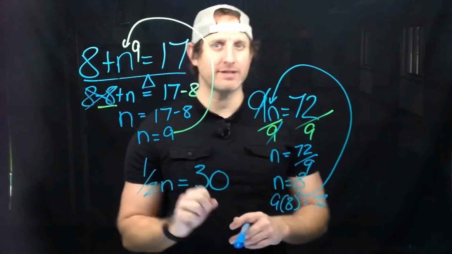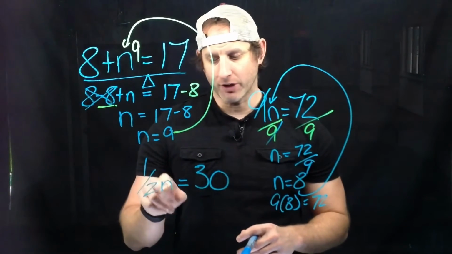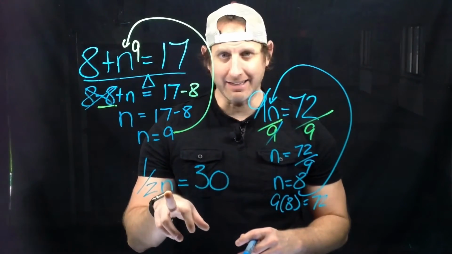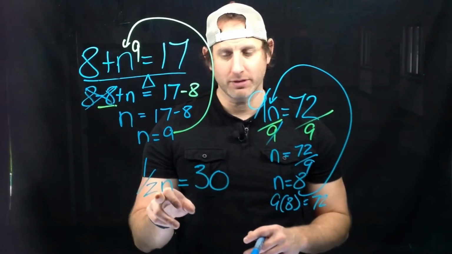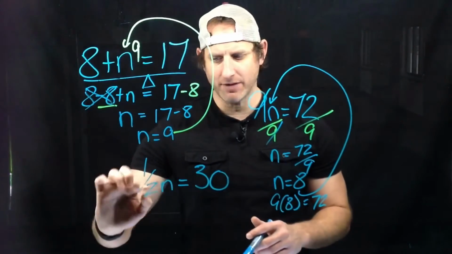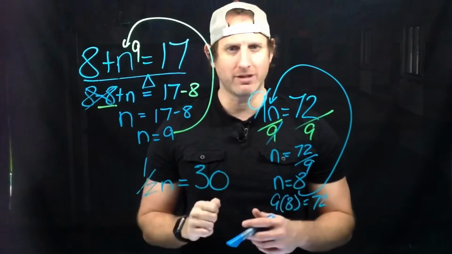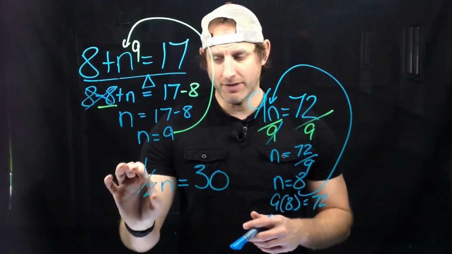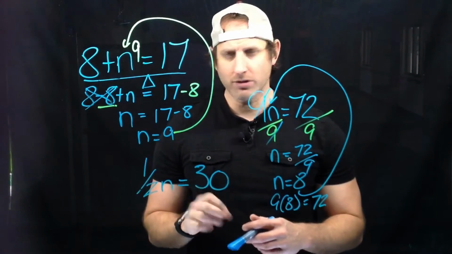If we read this question out loud, it says half groups of n is 30. Half groups of n. Well, groups of n means multiply. Even though this is a division, half is like a division. 1 divided by 2, 0.5. Even though this looks like division, we're still multiplying here. So how do we get rid of that?